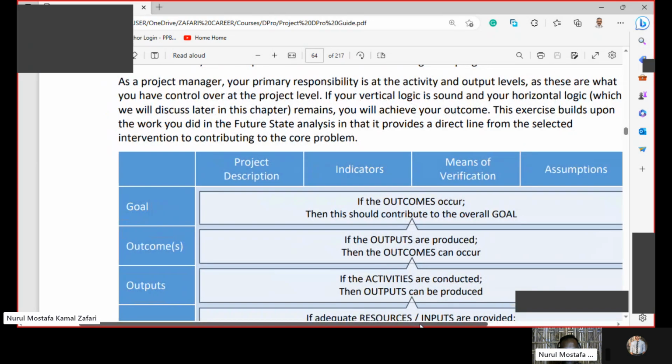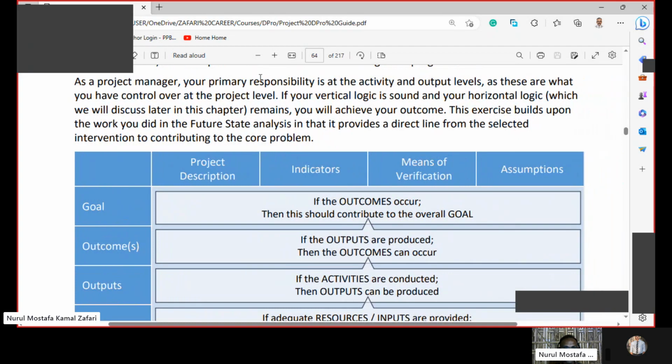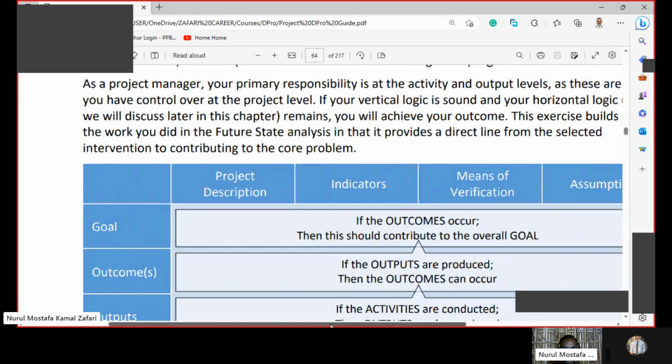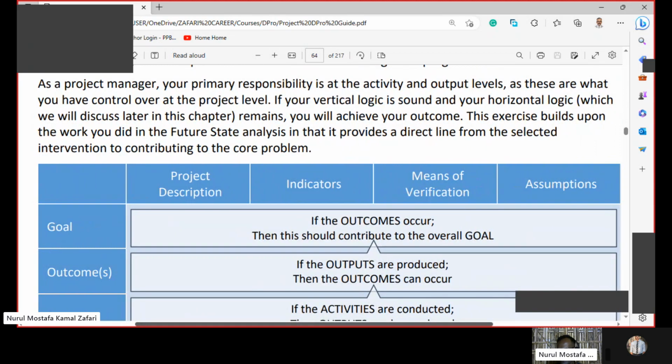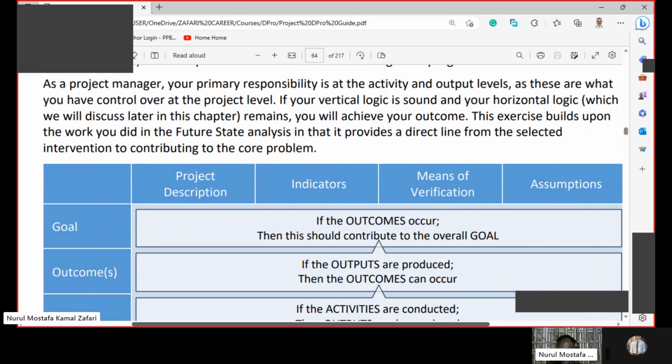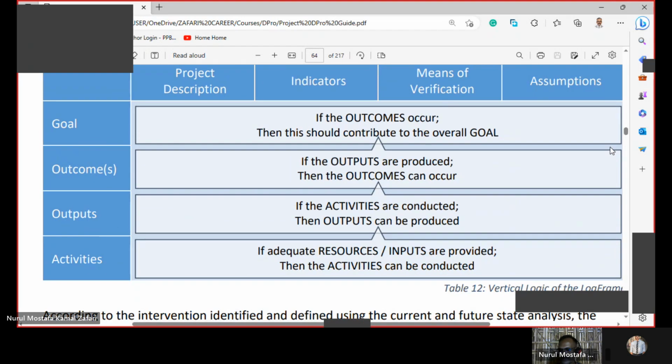I think I need to make it a bit bigger. I can make it bigger. Yes, okay, now it's much more clear and visible. So the table means the logical framework table.